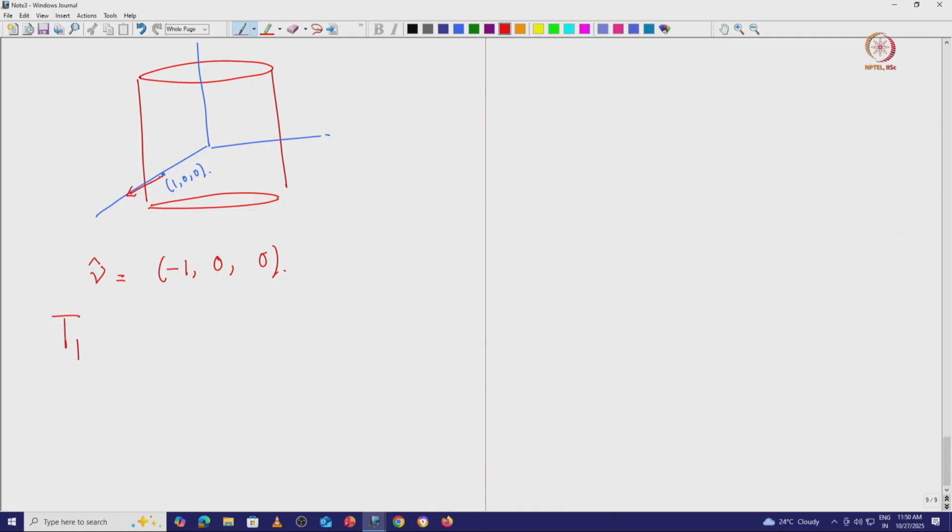And so the tangent space at that point is spanned by vectors that are perpendicular to this nu hat. So they are vectors of the form (0, a, b), where a and b are arbitrary real numbers.